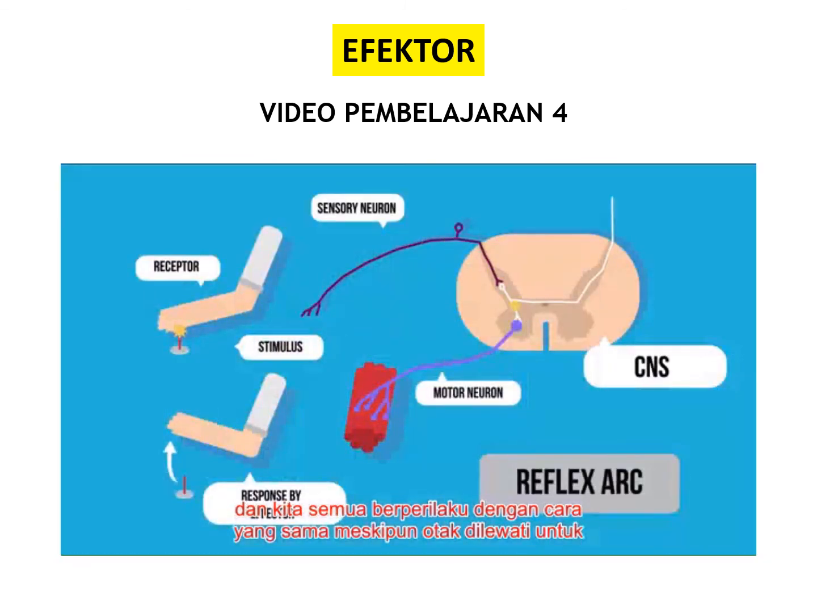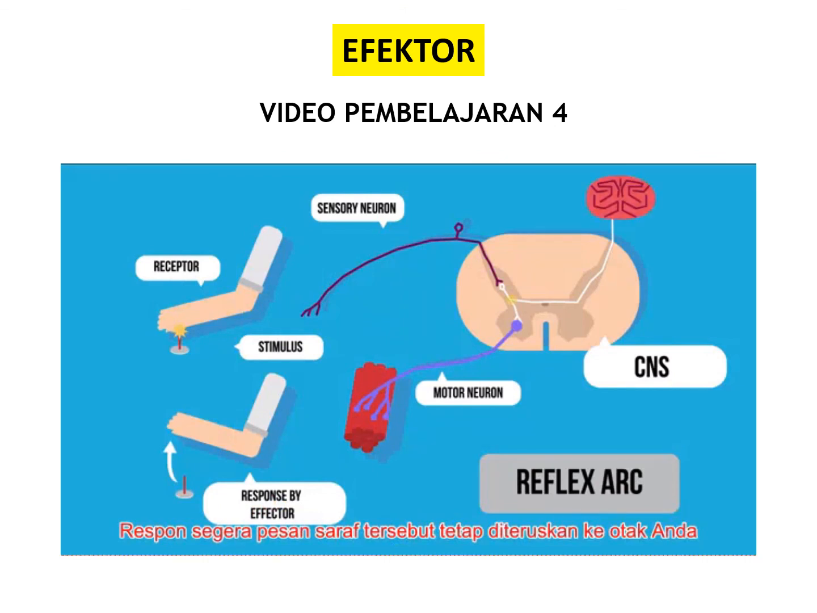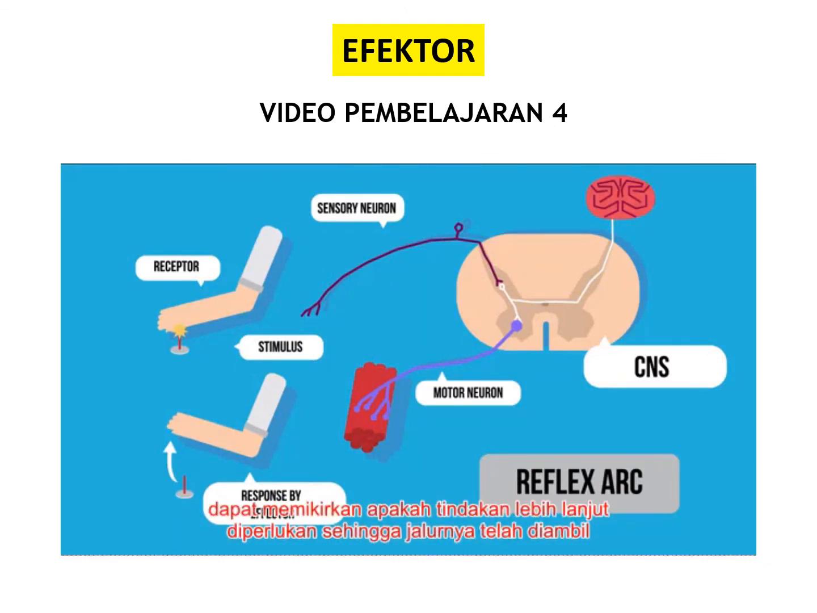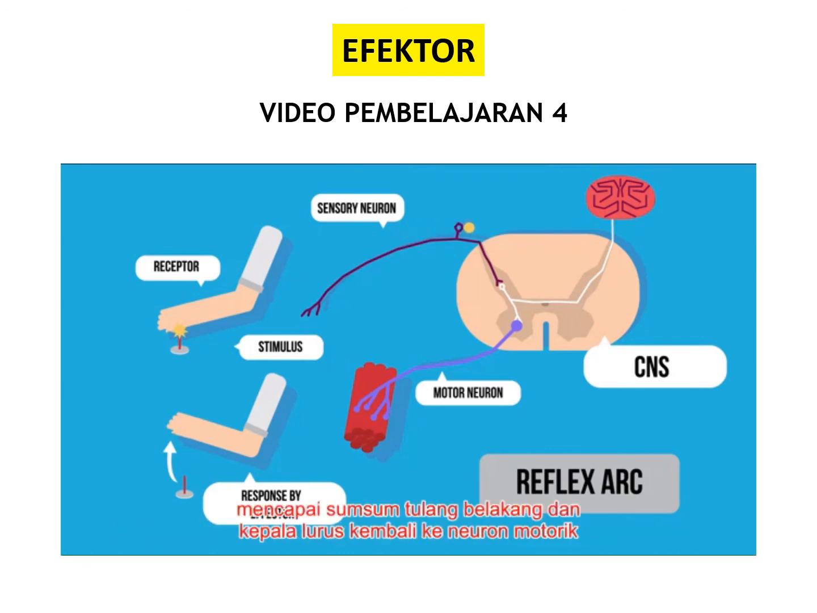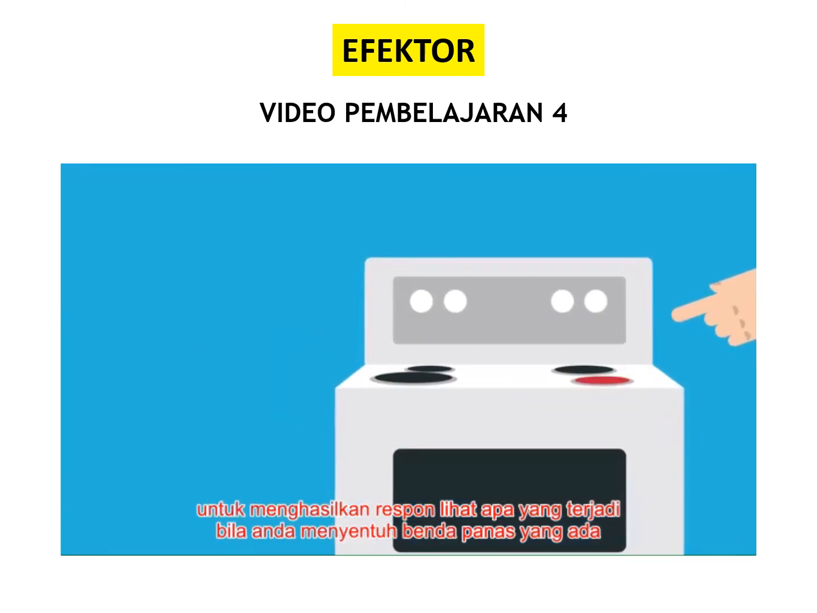Even though the brain is bypassed for the immediate response, the nerve message is still passed on to the brain so that you can think about whether any further action is needed. So the pathway has been cut down by speeding up the central nervous system aspect. The message reaches the spinal cord and heads straight back out down the motor neuron to produce a response. See what happens when you touch a hot object.